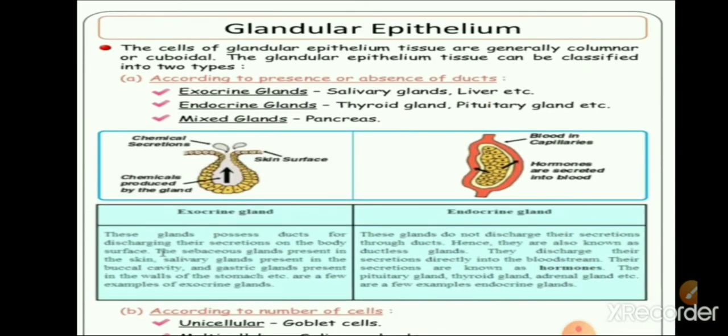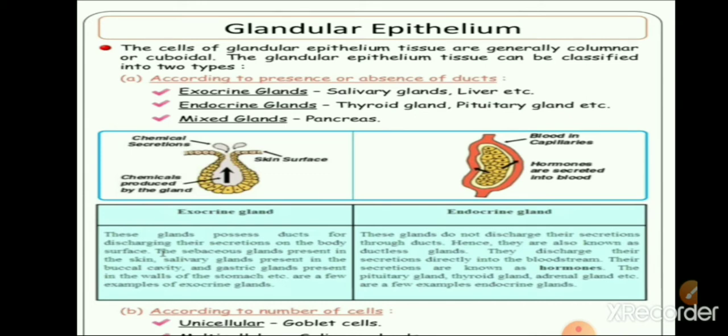Glandular epithelium. The cells which are generally columnar and cuboidal are said to be glandular. They are present in various glands. Exocrine glands include salivary glands and liver. Endocrine glands are like thyroid gland and pituitary, and mixed glands are like pancreas. So glandular epithelial tissue is present in these glands.